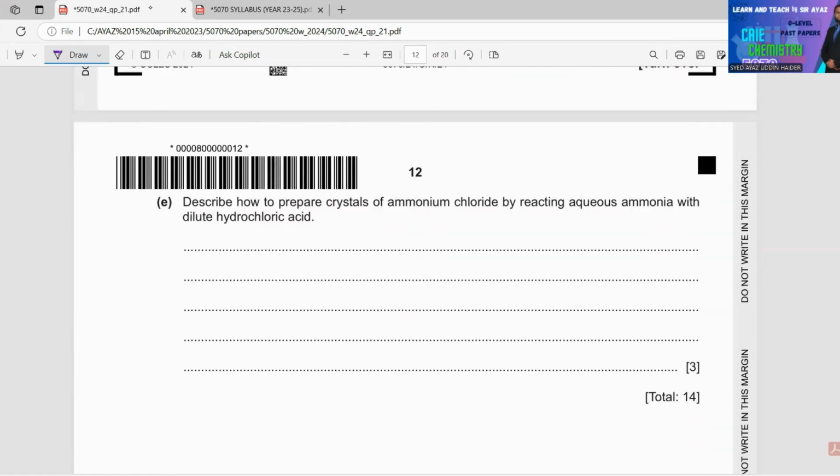Into the next part. Part E, describe how to prepare crystals of ammonium chloride by reacting aqueous ammonia with dilute hydrochloric acid. Now we want to make ammonium chloride by reacting aqueous ammonia with dilute hydrochloric acid. Ammonia is an alkali, and dilute hydrochloric acid is an acid. This is the reaction between a dilute acid and a weak alkali. So we'll go for titration.